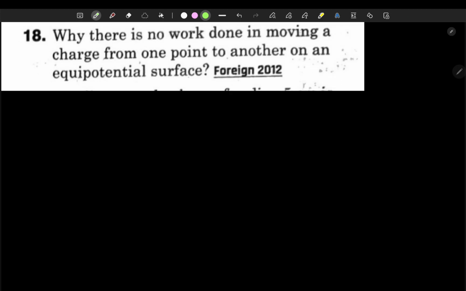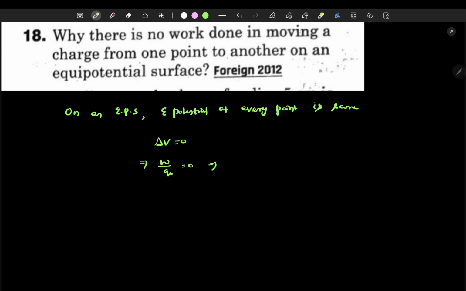Why is there no work done in moving a charge from one point to another point on an EPS? What is the reason? On an EPS, the potential remains the same at every point on an equipotential surface. Let us consider two points A and B. So VA is equal to VB, at every point potential remains the same. So simply write on an EPS, electric potential at every point is the same. So what will the potential difference be? Delta V will be 0. What is delta V? W by q naught equal to 0. So what will the work done be? That will also be 0. Yes, this is the reason.